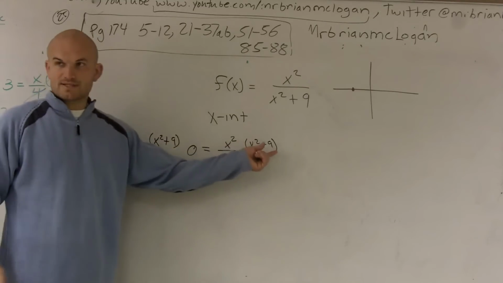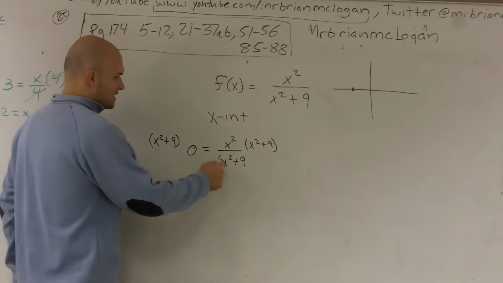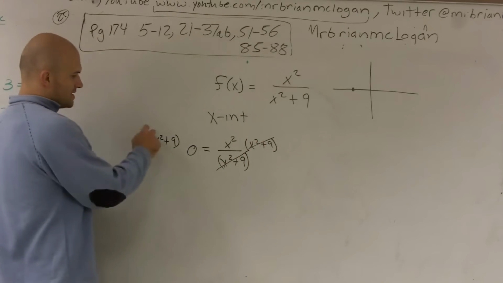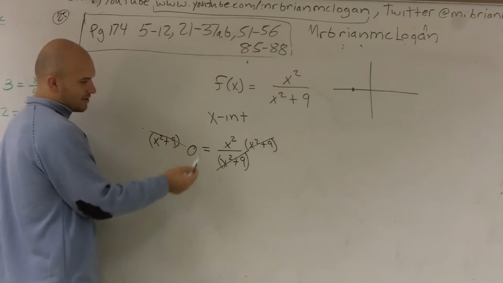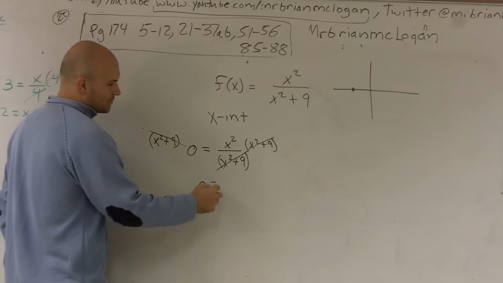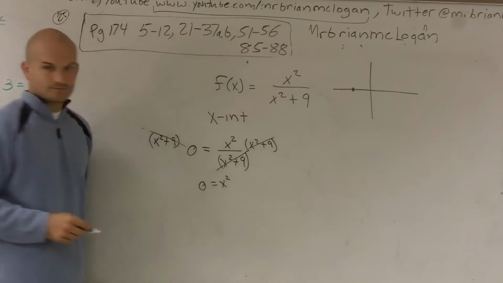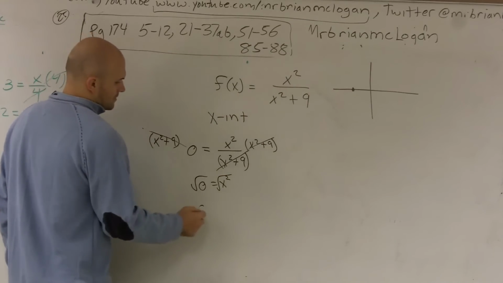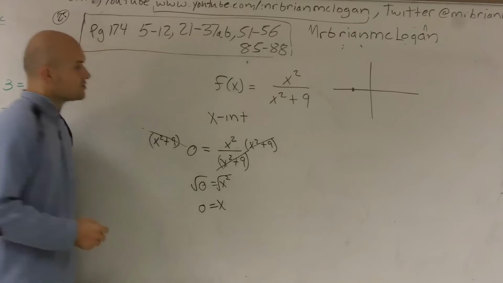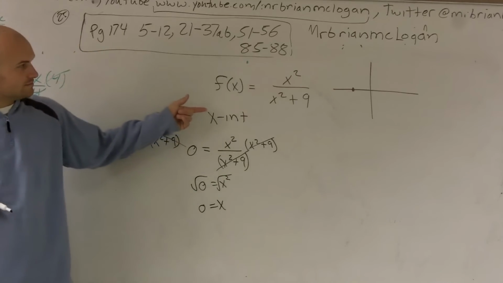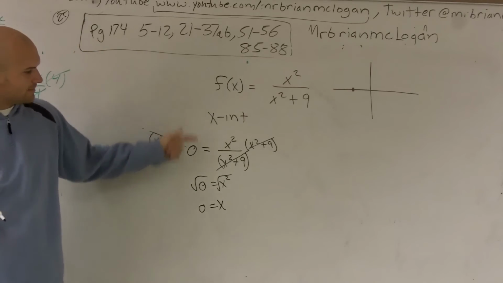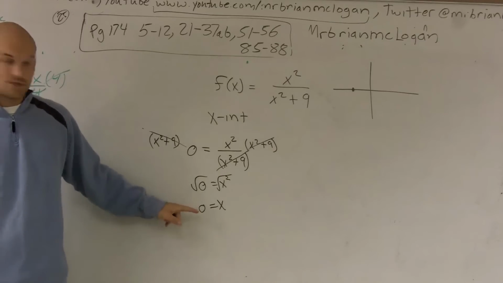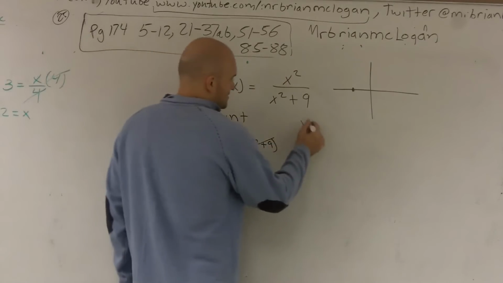Well, x squared plus 9 divided by x squared plus 9 cancels out to leave me 1. So this times 0 gives me 0, so I'm left with 0 equals x squared. Take the square root, 0 equals x. So my x-intercept is going to be at 0, 0. To find the y-intercept.